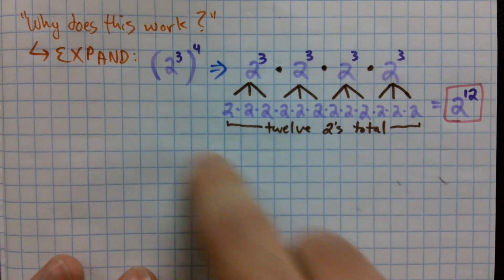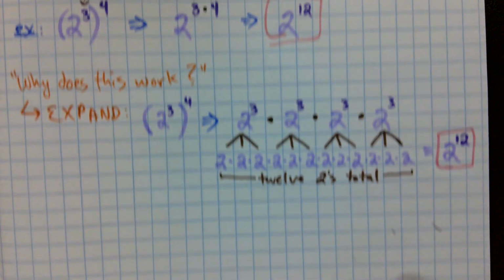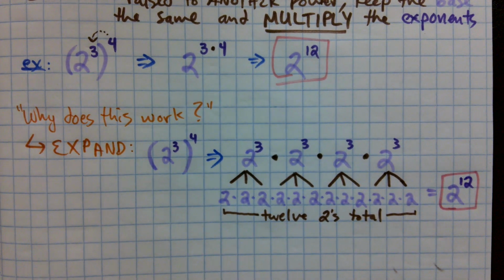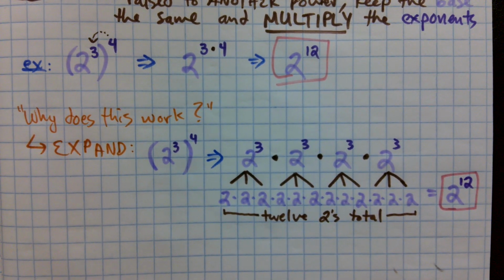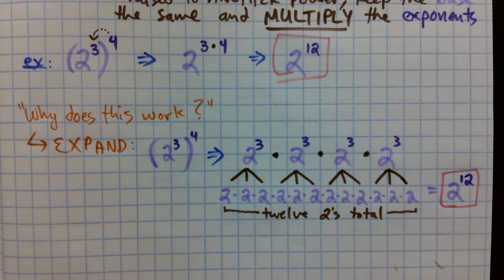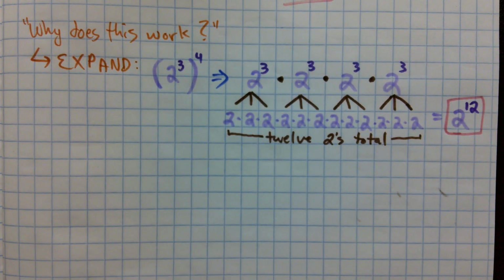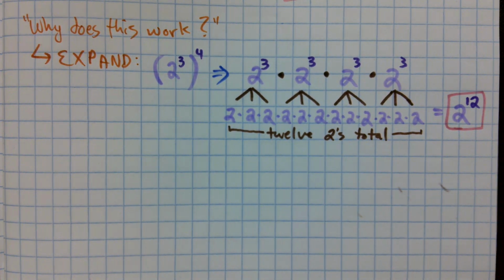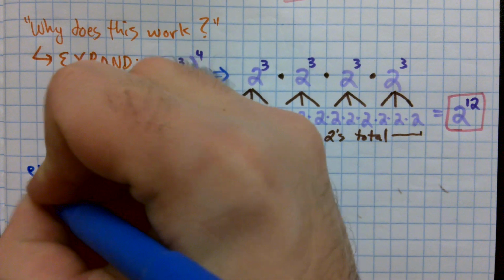But again, all this expanding, that's a whole lot of work. If we can just multiply those exponents, that's a nice, neat shortcut for us, right? Any questions about how we expanded that out? I know it's a lot to take in, but hopefully you see the progression there. Let's take a look at another example.